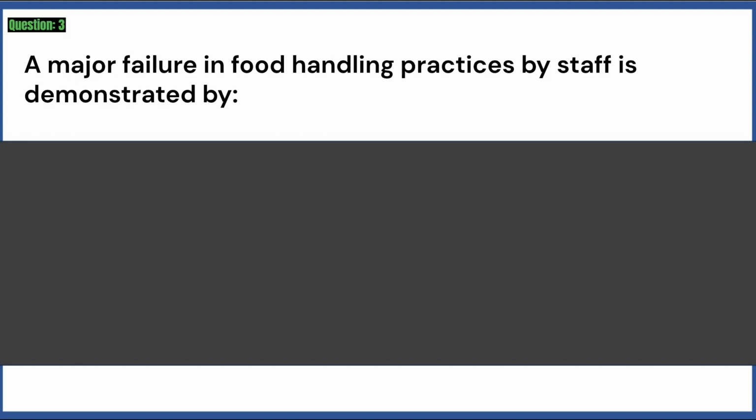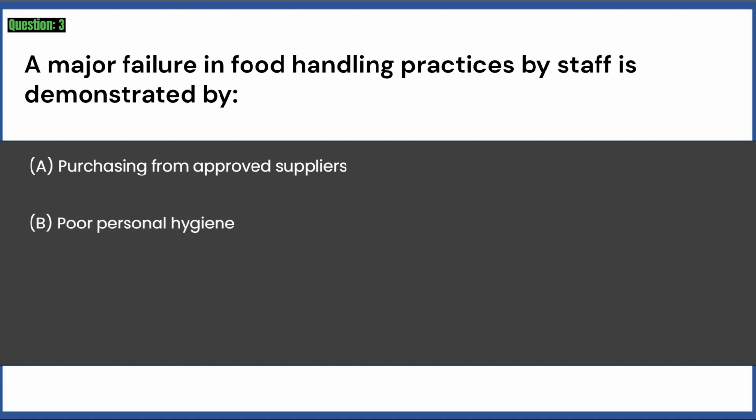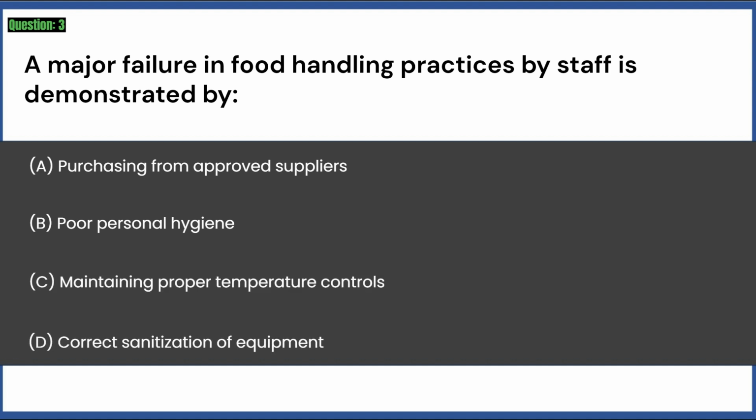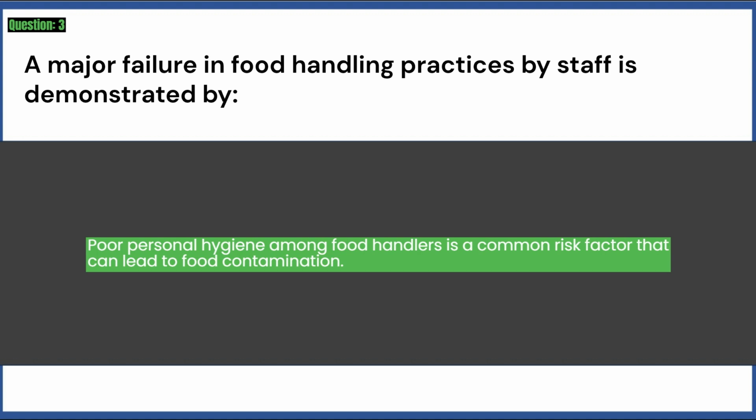A major failure in food handling practices by staff is demonstrated by: A. Purchasing from approved suppliers. B. Poor personal hygiene. C. Maintaining proper temperature controls. D. Correct sanitization of equipment. Answer: B. Poor personal hygiene among food handlers is a common risk factor that can lead to food contamination.